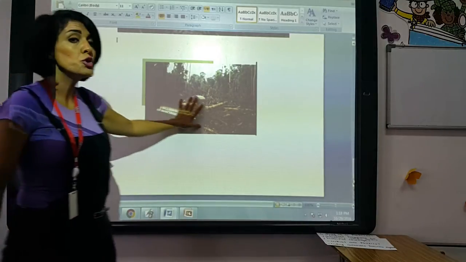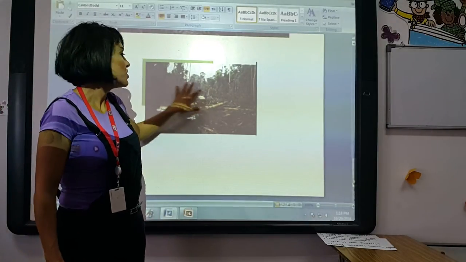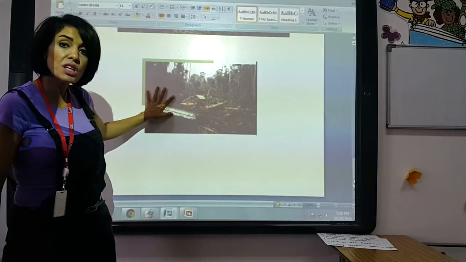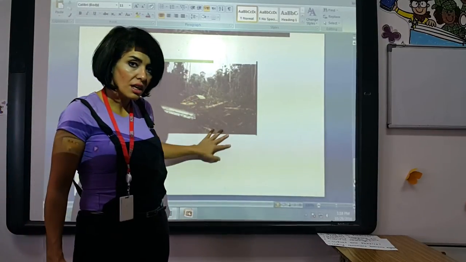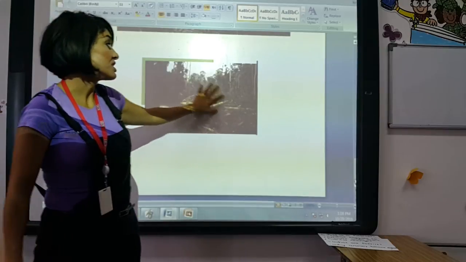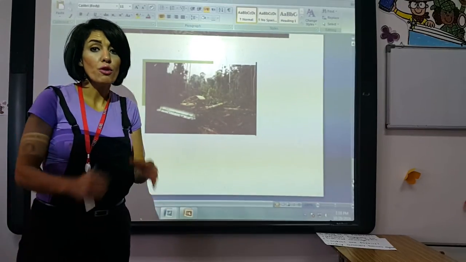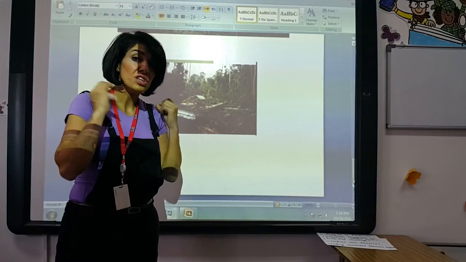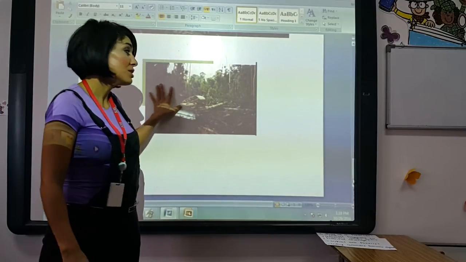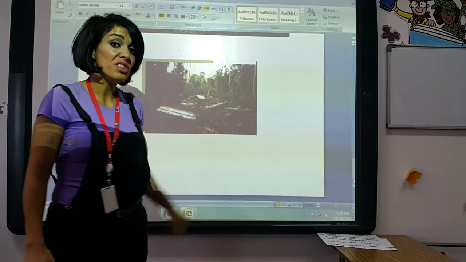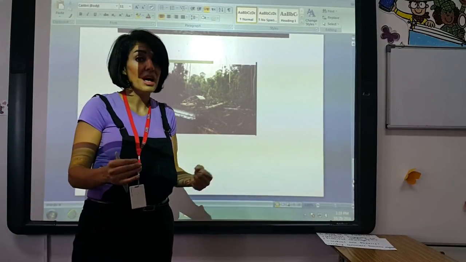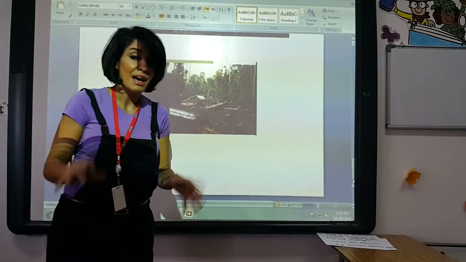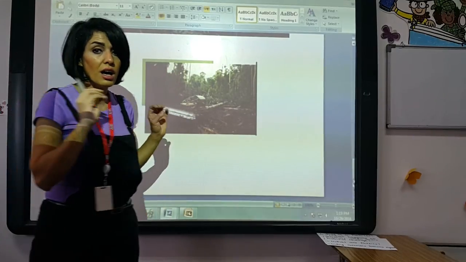Another cause is humans. Human beings are destroying the forest because they are building on the forest. The forest is a habitat for many animals. So when they destroy this habitat, when they destroy the forest, animals will lose their homes. And when they lose their homes, they will become endangered. Only some of them will be left in the habitat.